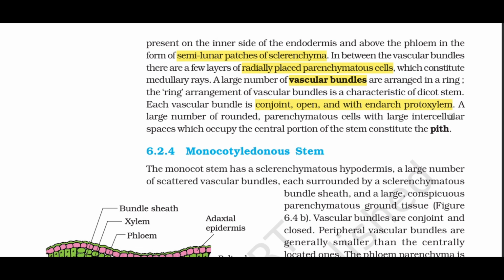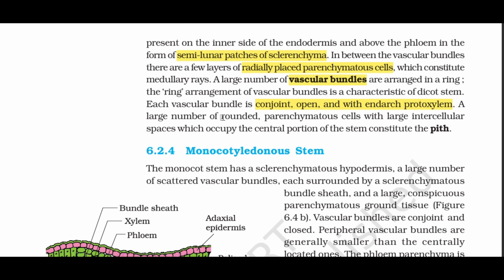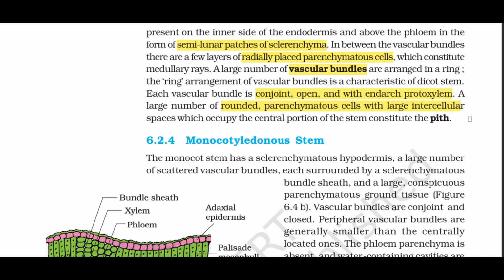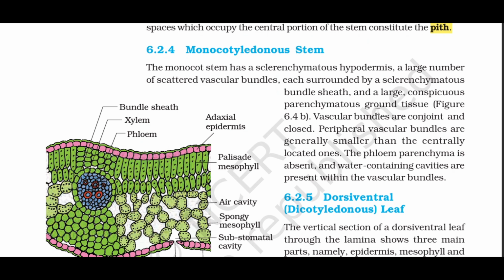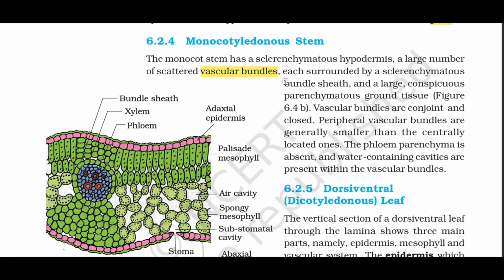A large number of rounded, parenchymatous cells with large intercellular spaces, which occupy the central portion of the stem, constitute the pith. Monocotyledonous stem. The monocot stem has a sclerenchymatous hypodermis, a large number of scattered vascular bundles, each surrounded by a sclerenchymatous bundle sheath, and a large, conspicuous parenchymatous ground tissue.